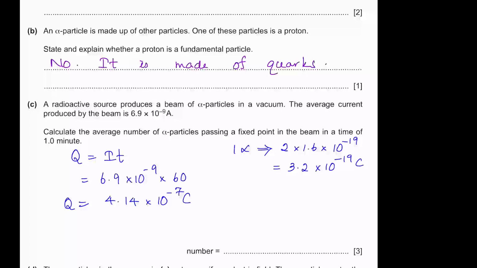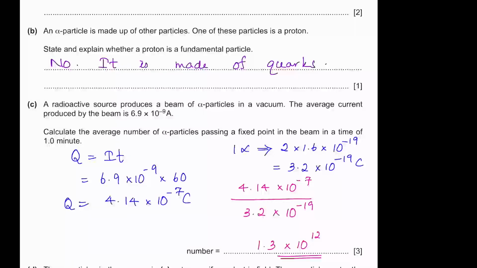Then to see how many alpha particles are needed to carry this charge, we divide 4.14 × 10^-7 by the charge of an alpha particle, which is 3.2 × 10^-19. That gives you 1.3 × 10^12. So this many alpha particles will be passing through the point in a minute.